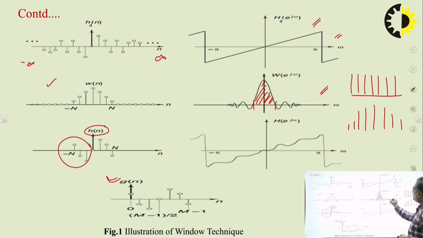The number of side lobes is less, but you will find that the main lobe width increases, and that main lobe width is nothing but the transition bandwidth. So if you truncate an infinite duration impulse response by a window function where the truncation is gradual, then the transition bandwidth increases. So you get the advantage of fewer side lobes, but at the cost of increasing transition bandwidth.